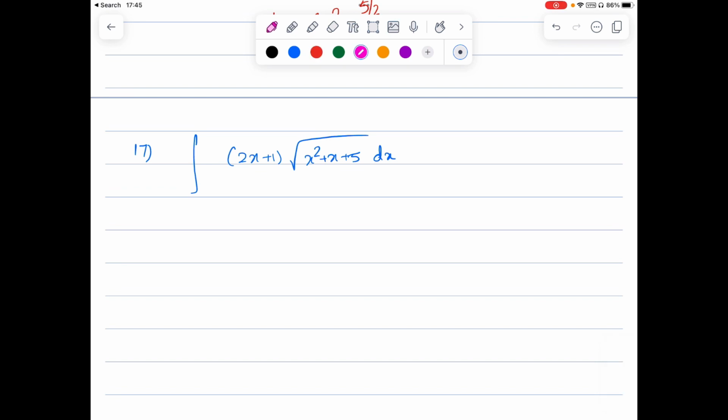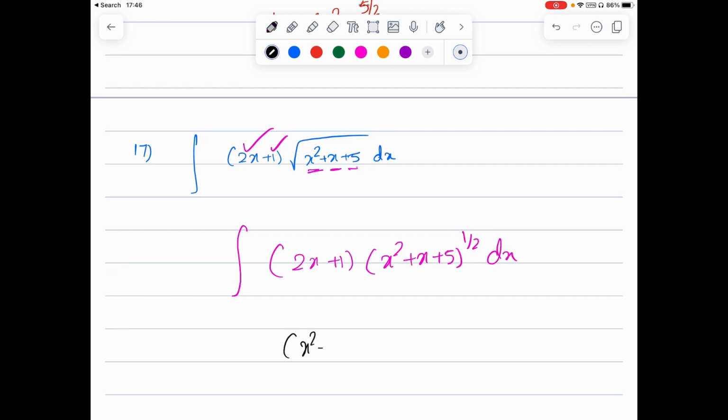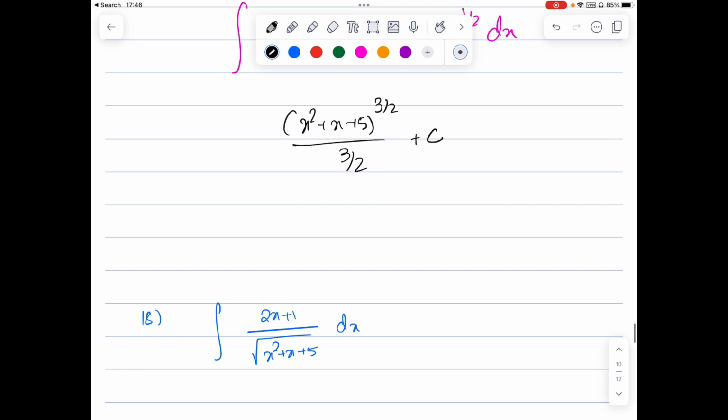Question number 17. X squared derivative is 2x, x derivative is 1, 5 derivative is 0, so no need to write. It's already there, the derivative. So this can be written as x squared plus x plus 5 whole to the power of 1 upon 2. So what does that become now? X squared plus x plus 5 whole power 3 upon 2 upon 3 upon 2 plus c. So it becomes 2 upon 3 x squared plus x plus 5 whole power 3 upon 2 plus c.